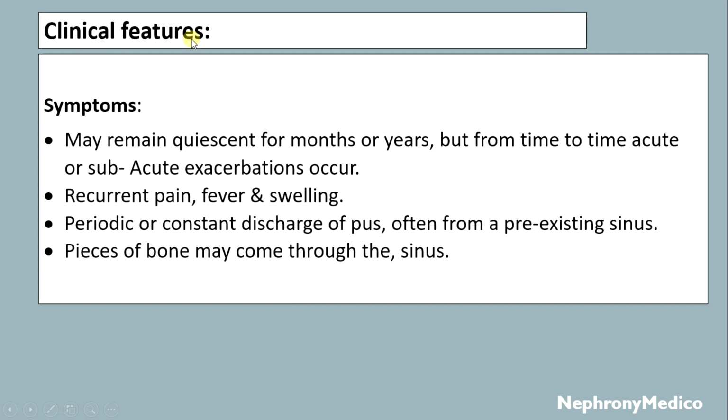Clinical features: symptoms include that it may remain quiescent for months or years, but from time to time acute or subacute exacerbations occur. Recurrent pain, fever, and swelling. Periodic or constant discharge of pus, often from a pre-existing sinus. A piece of bone may come through the sinus.